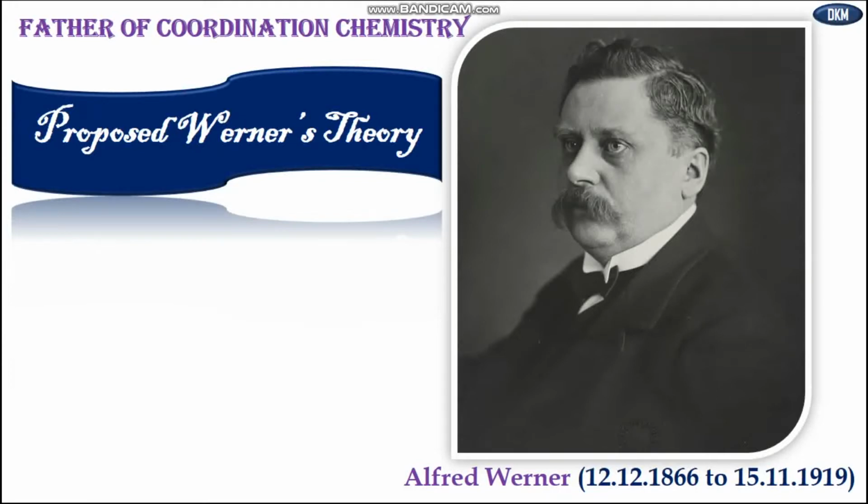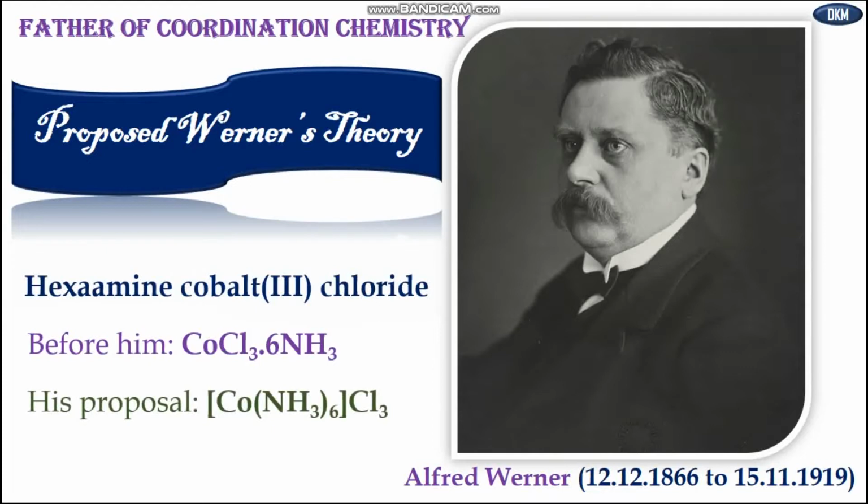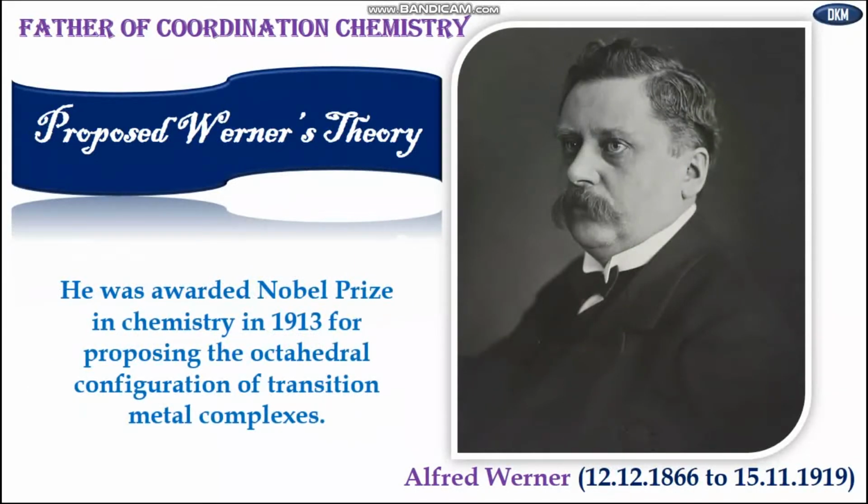Before him, hexaamminecobalt(III) chloride was presented by the formula CoCl3.6NH3. But the nature of the association indicated by the dot was mysterious. Werner proposed the structure [Co(NH3)6]Cl3, where the Co3+ ion is surrounded by 6 ammonia molecules at the vertices of an octahedron. For his contribution, he was awarded the Nobel Prize in Chemistry in 1913.